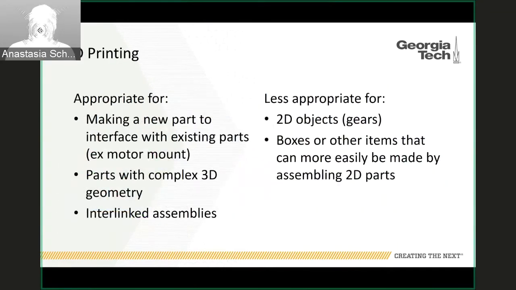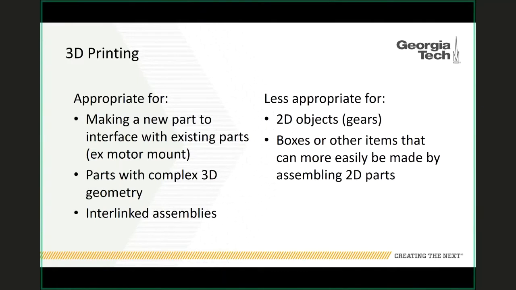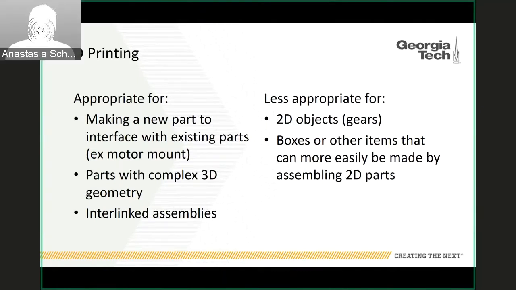3D printing is great for making new parts to interface with existing parts you have. For example, motor mounts, motor couplings, bushings, which of course is great for this class because you're given a bunch of mechatronics components and you need to interface them together. It's good for making parts with complex 3D geometry, and it also has the very cool feature of being able to make assemblies that are interlinked.